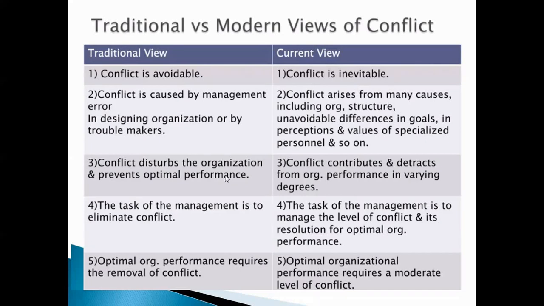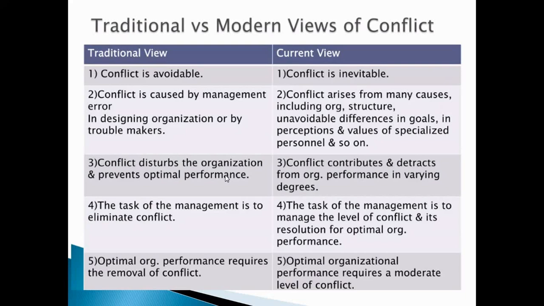The ideas could be arising. The people could criticize the ideas, and they will come up with new ideas, even new better solutions. So what the management has to do is manage the conflict in the organization. And then the optimal organizational performance requires the removal of conflict. Since it is viewed as a negative thing in the traditional view, the management has to eliminate the conflict. And if you want to achieve the optimal level of performance, again, the conflict has to be removed.